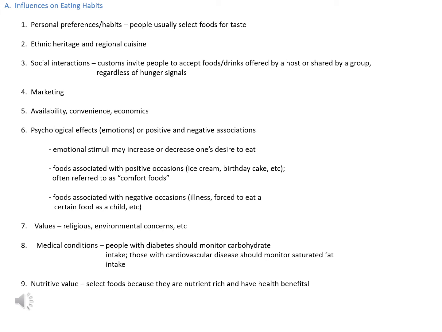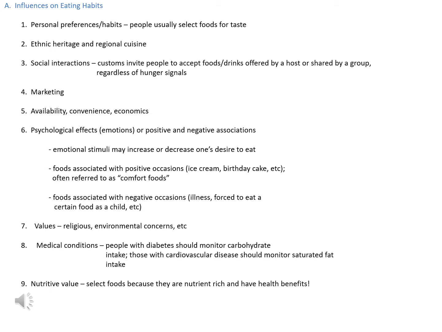Before we jump into the scientific aspects of nutrition, let's first take a look at what influences our eating habits. What makes us select the foods that we do? First one that we want to take a look at includes our personal preferences or our habits. Usually what we tend to do is eat foods that we like, or often we go back over and over to the same food as a habit tends to develop.